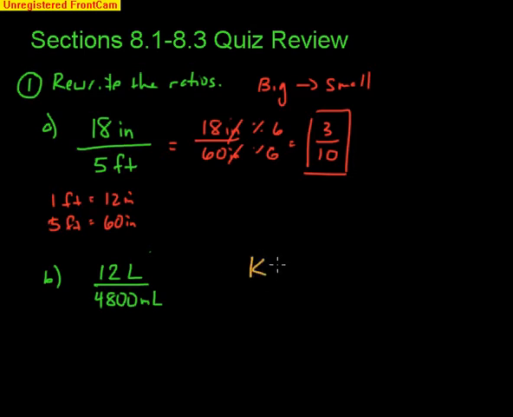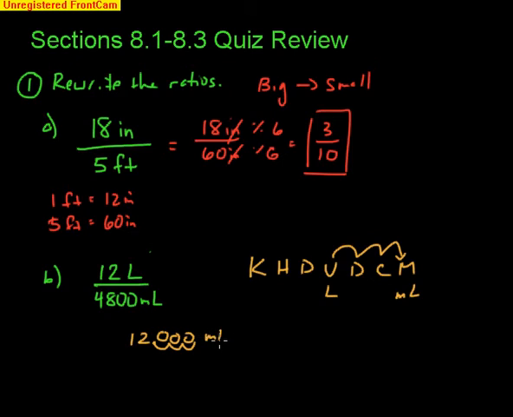There's this "kittens hide down under dad's car motor," or however you remember it. This could be a B for the base units, but U is for the units. U is where liters is, M is where milliliters. So here's my liters, here is my milliliters. So I'm going to convert liters to milliliters, and I'm going to move the decimal place 1, 2, 3 places to the right. So my 12 liters, here's my decimal, is going to go 1, 2, 3 places to the right. And it's going to become 12,000 milliliters.